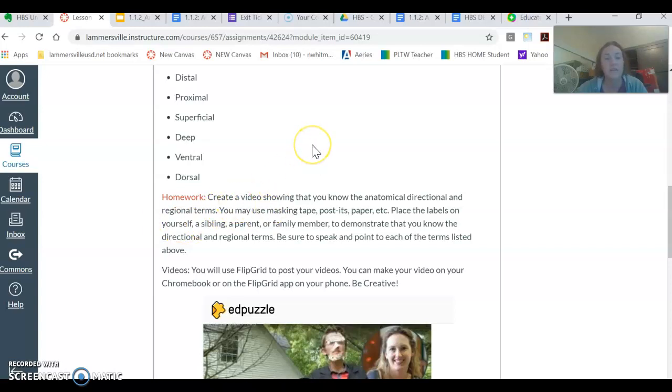So you're going to create a video showing that you know the anatomical, directional, and regional terms. You may use masking tape, Post-its, or paper, however you'd like. Masking tape might be the easiest, that way you can write labels right on the tape. You're going to place labels on yourself, a sibling, a parent, or some family member at home to demonstrate that you know the directional and regional terms.